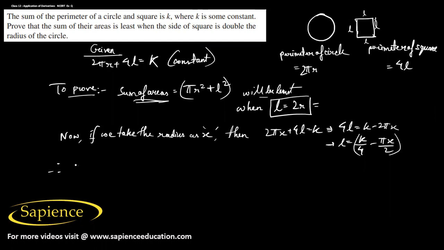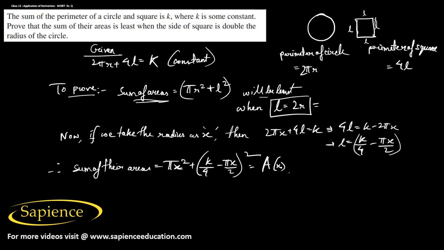Now, therefore, the sum of their areas will be equal to pi x square plus L square, which is pi x square plus (K by 4 minus pi x by 2) whole square. Let's say we take this as the function A of X, which is the sum of their areas. So we need to find the least value of this. We have to show that the least value of the sum of the areas will come when L equals 2R, meaning when L should be equal to 2 into X.